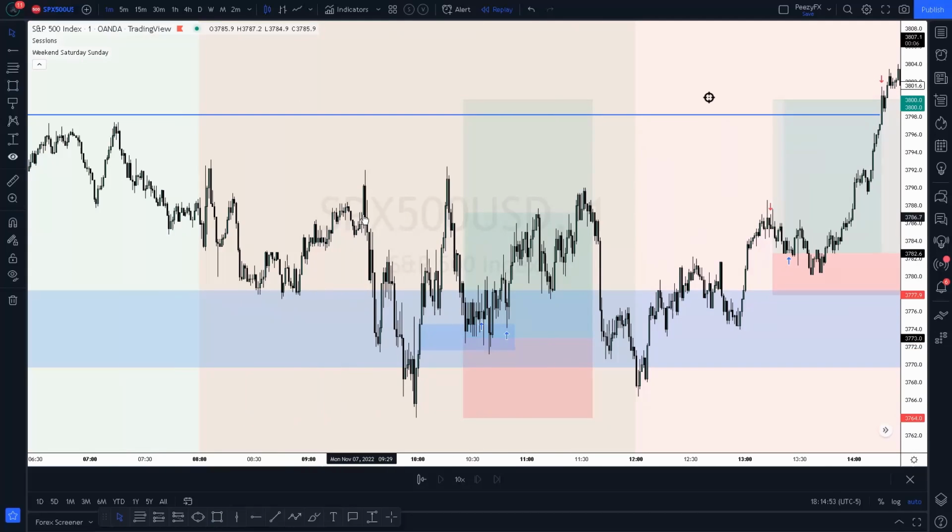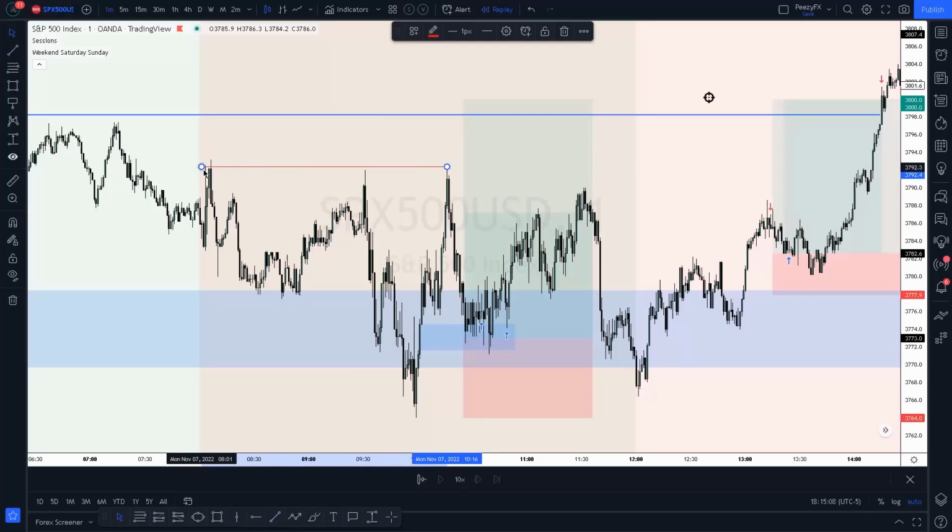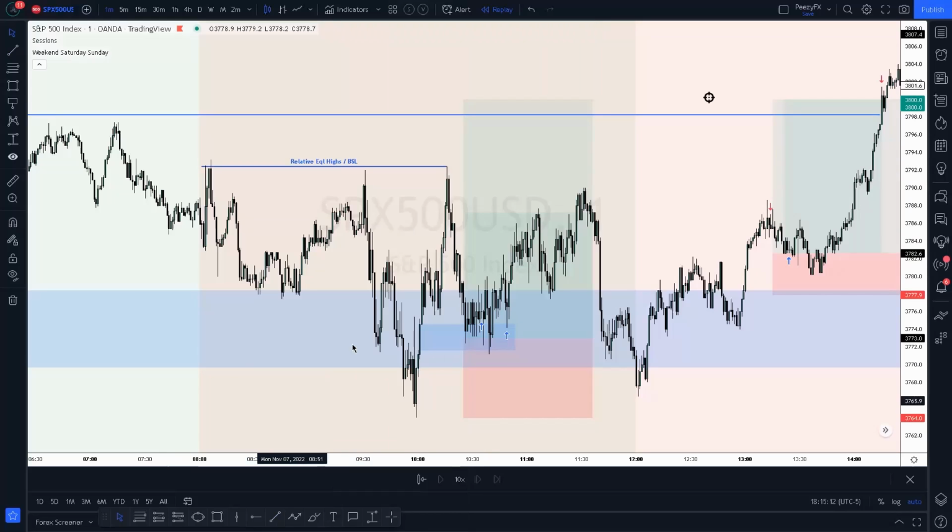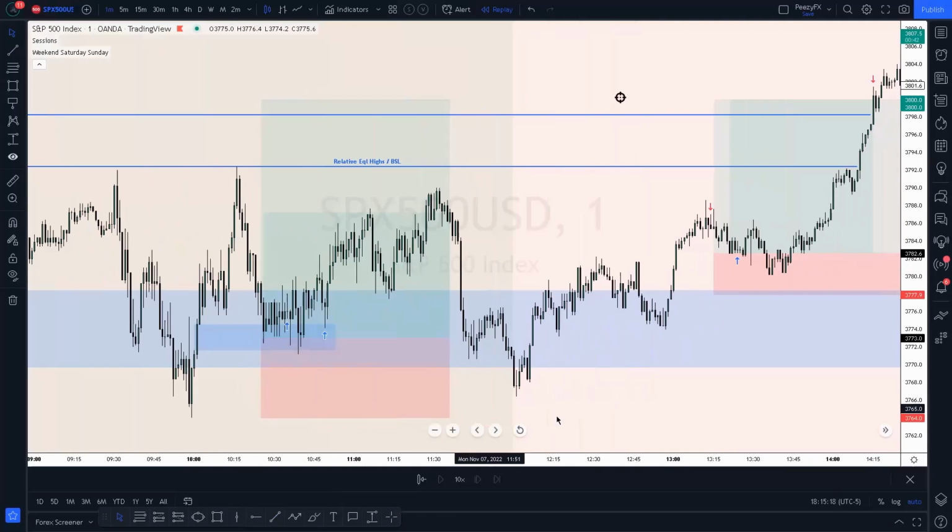I noticed that 9:30 hit right here, and we got this purge of sell side liquidity. This run down and this big push up. These relative equal highs were in my targets. I was paying attention to these equal highs right here. I wanted to see them get hit, and that was another confirmation for me to go long.